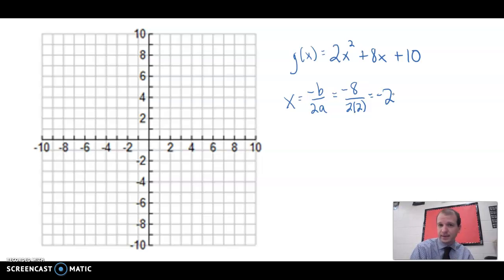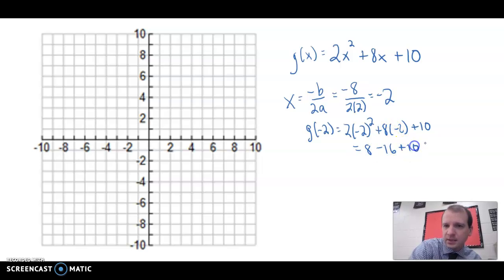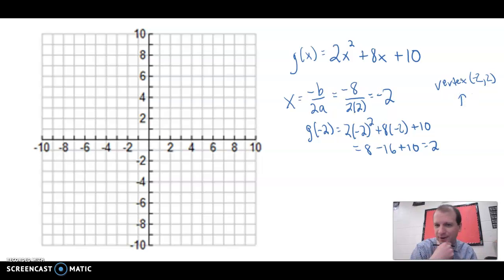From there, I can find the output, the y coordinate. And I'm going to do that by plugging -2 into my function. So I will do 2 times -2 squared plus 8 times -2 plus 10. So this whole quantity turns into 4 times 2 is 8, minus 16, plus 10, which gives me 2. So that tells me my vertex is at (-2, 2). And because this a value is positive, that tells me my graph should open up if I've done it right. And we're going to find out here in just a minute.